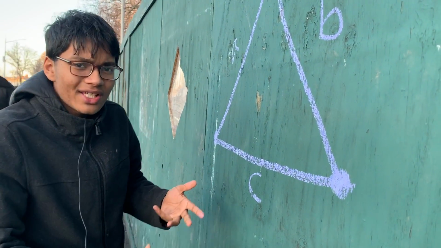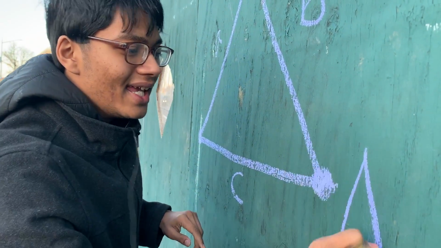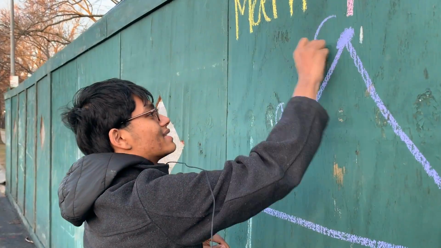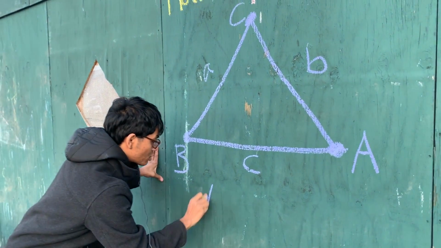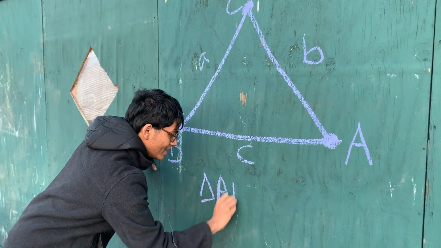I can give these vertices names. For example, let's call this A, let's call this one C, and let's call this one B. Well, then I can refer to this triangle as triangle ABC.